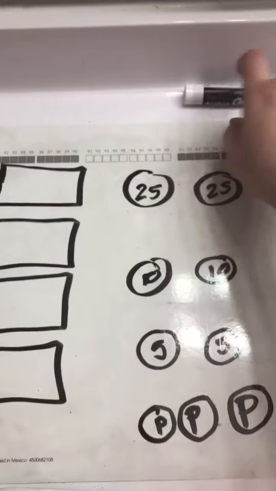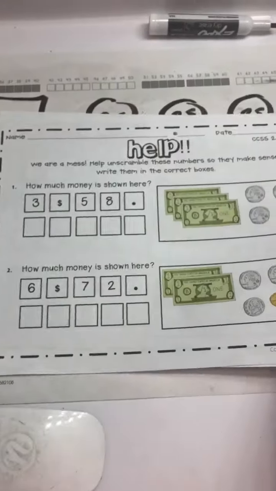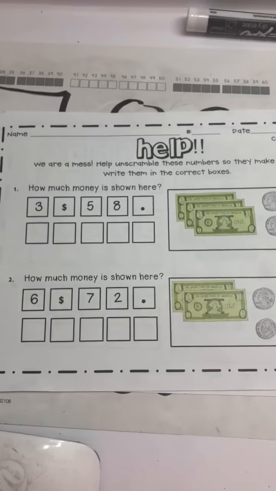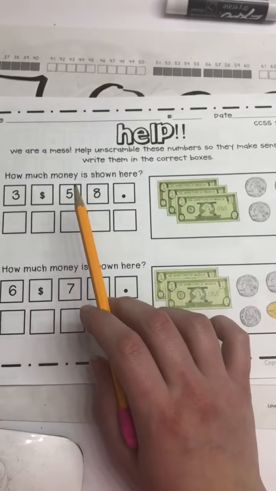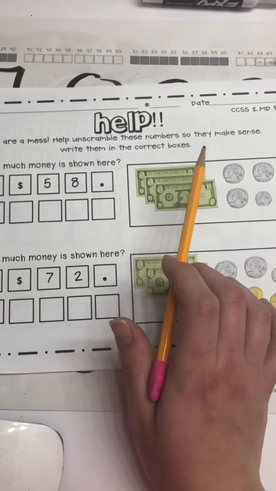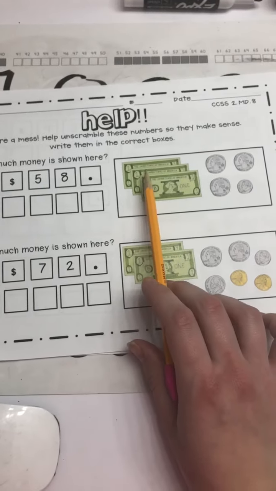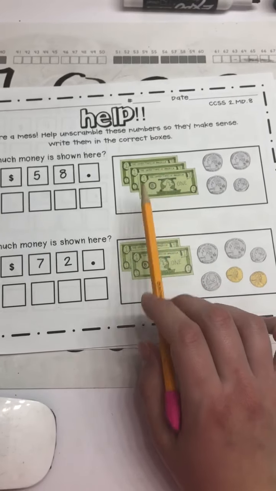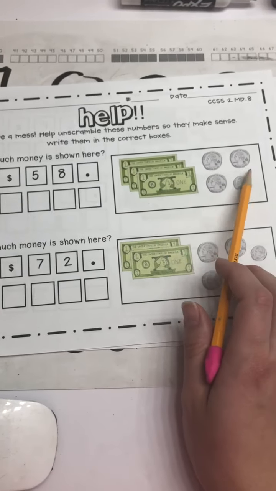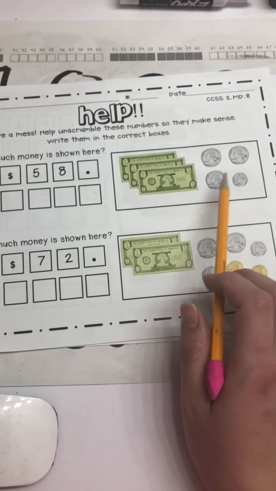All right, then we're going to take out our help. So get out that sheet. It says, help, we are a mess. Help unscramble these numbers so they make sense. Write them in the correct boxes. So how much money is shown here? Try counting it. If you need your coins worksheet, bring that out to help you know.